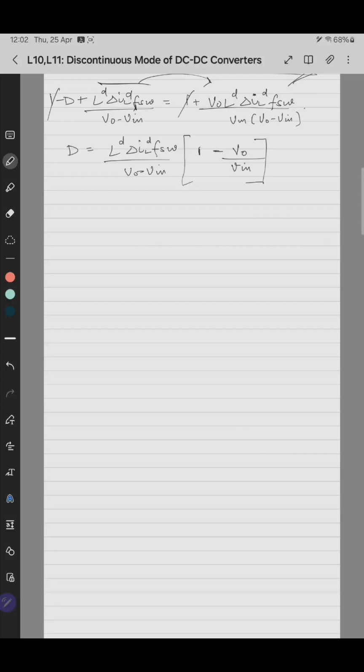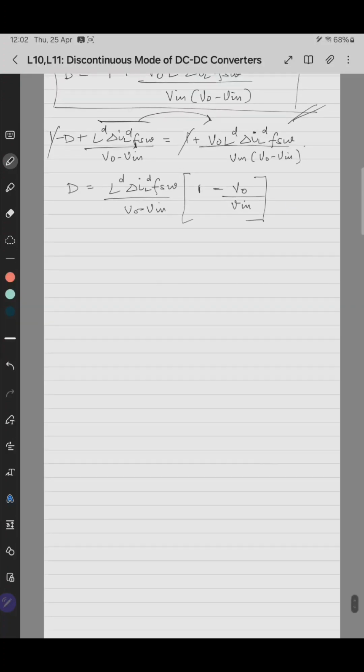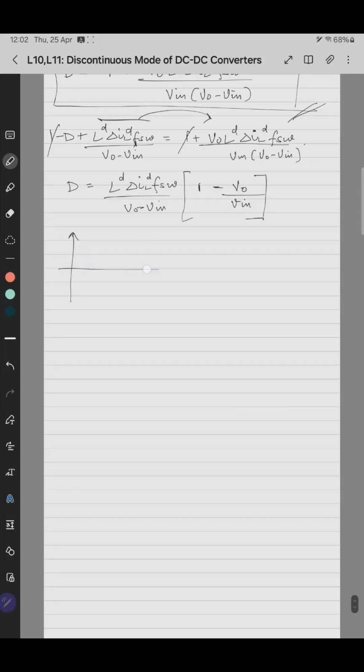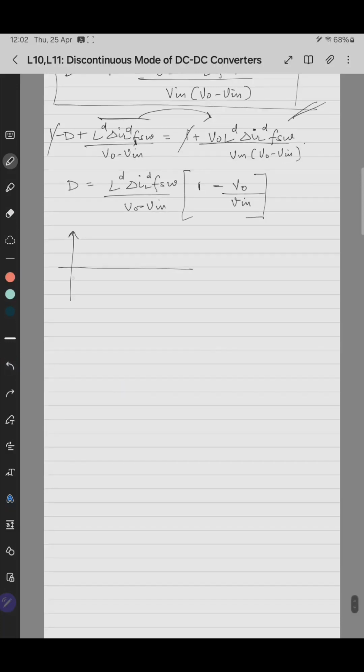So now instead of eliminating D, what we'll do is we'll use the proportionality theorem. Assume this is the inductor current waveform, correct? This whole is delta I_L. So this waveform is clipped off for the discontinuous conduction mode. In that case, this becomes delta I_L of D.